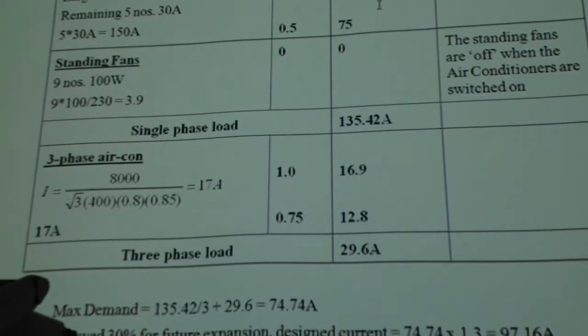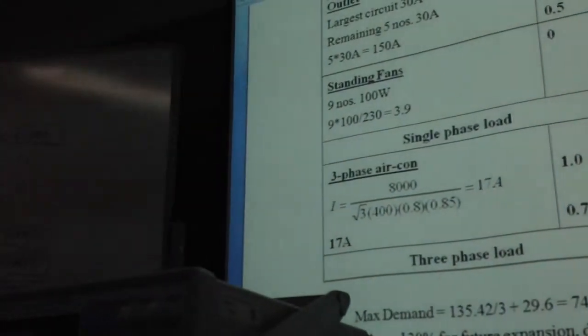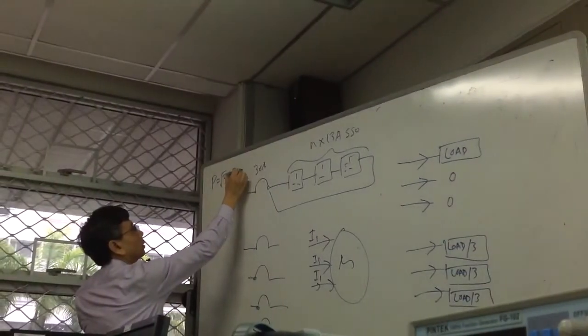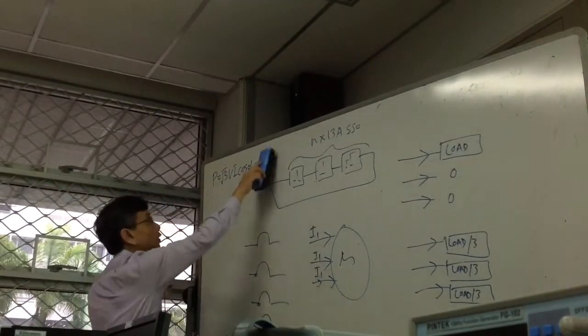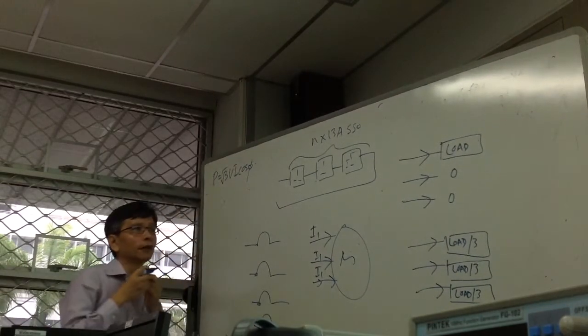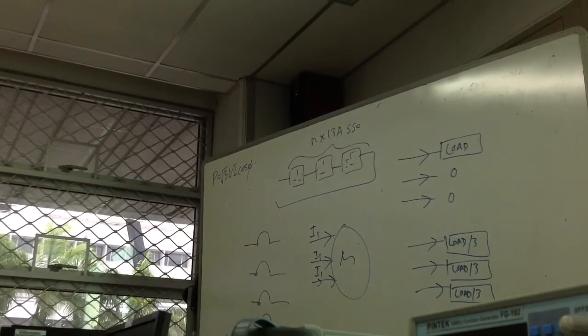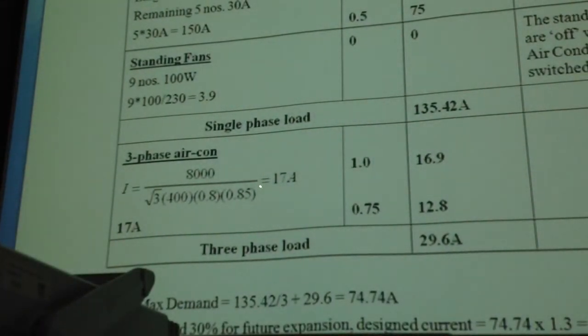Three phase load, remember, when you want to find out what's the current for power, we always use this formula, power equal to √3 VI cosine phi. Okay? This formula is very useful. You use it very often. So you can find out the current demand for this pump. So 8,000 divided by √3 by 400, 0.8 and 0.5. Divided by the efficiency also, you get 17 amp.